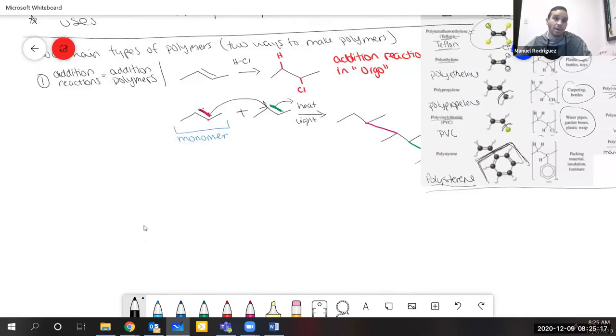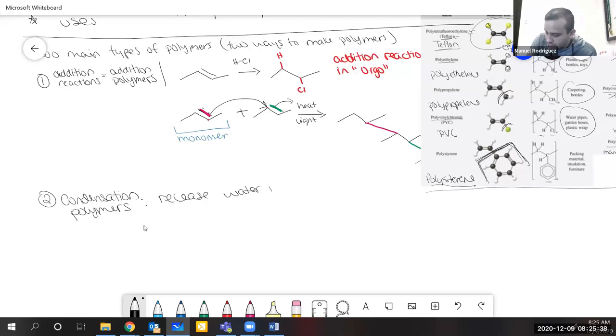The second type of polymer are condensation polymers. Condensation polymers are reactions that release water molecules. And this is how most biological polymers are made.